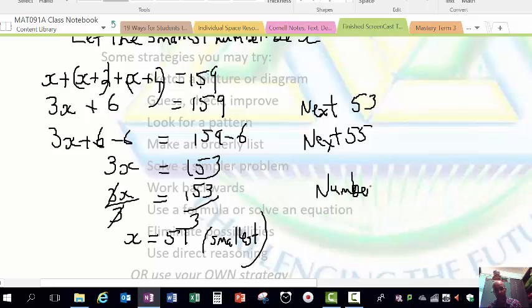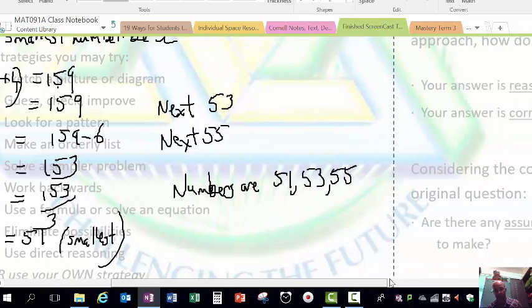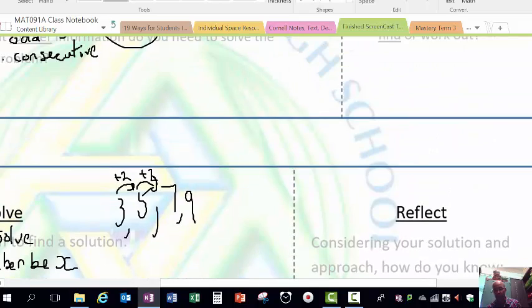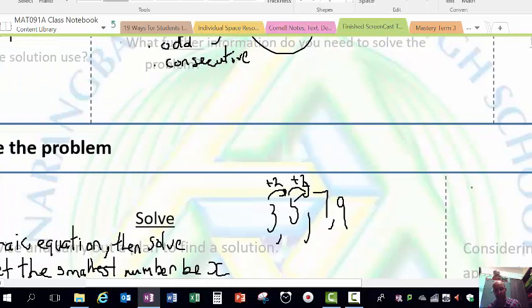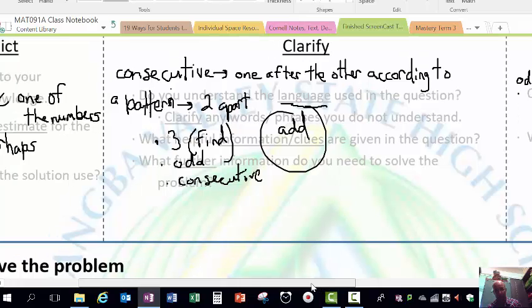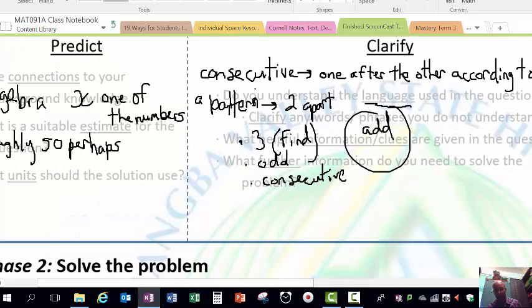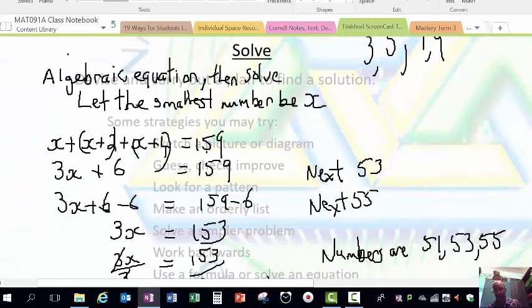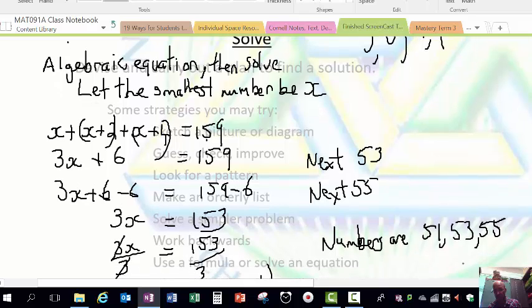So we have numbers 51, 53 and 55. Alright, last phase, reflect. Is the answer reasonable? Well, we said back when we started that in the predict phase, see, this goes full circle, this process. In the predict phase, we would expect a number around about 50, roughly. And yes, we do have numbers around about 50, 51, 53 and 55.